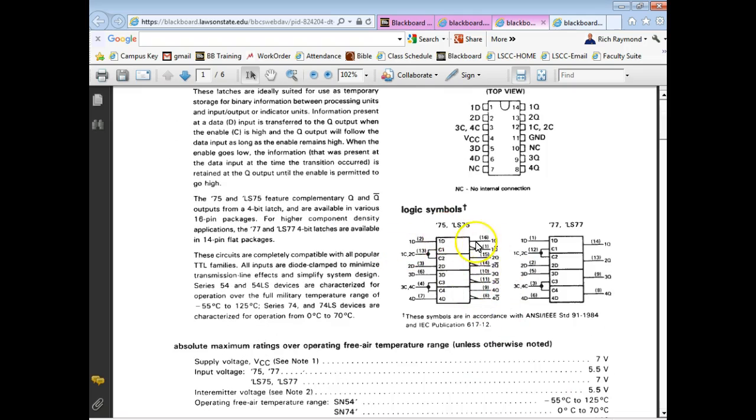By the way, these are international symbols. On the IEC, the International Electrotechnical Commission.